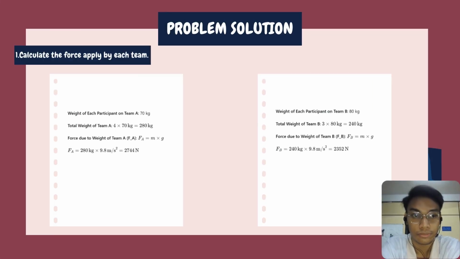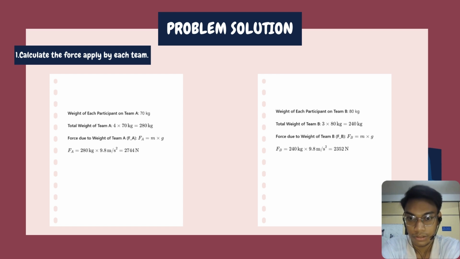Now let's take a look at question 1. Calculate the force applied by each team. First we need to know the formula for the force, which is mass multiplied by gravity. For Team A, they have 4 participants and each of them is 70 kg. So you will get the total weight of Team A is 218 kg. Multiply with the gravity, given here as 9.8, and you will get the force for Team A is 2714 Newton.